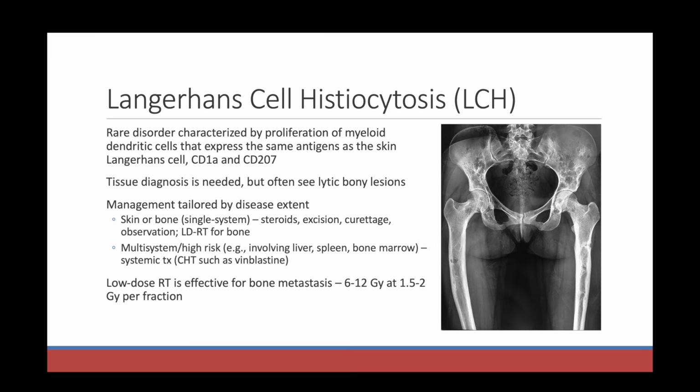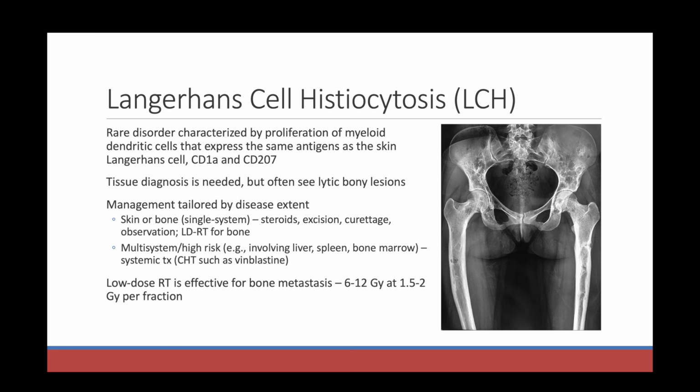The very last slide I have in the CNS and Peds section is on Langerhans cell histiocytosis, not because I've ever seen it, but only because it was listed in the ABR Oral Board Study Guide. I think the only thing that we need to know about Langerhans cell histiocytosis is that if they have bone deposits, low-dose radiation can be effective for these.